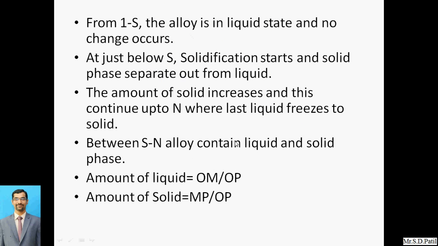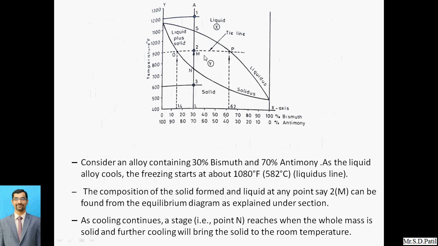Now from 1 to S, we will explain that particular diagram. So from 1 to S, the alloy is in the liquid state and no changes occur. So from point 1 to S, there is no change. Okay. So from 1 to S, the bismuth and antimony alloy is present in the liquid state only.